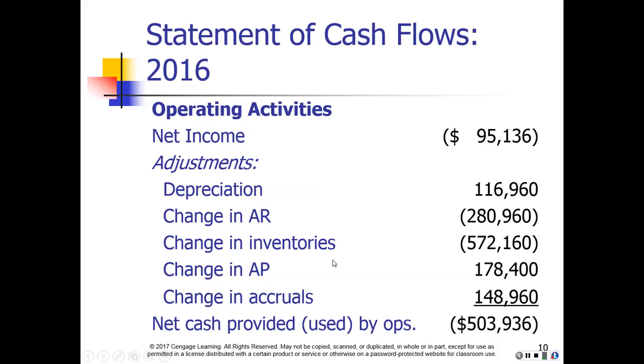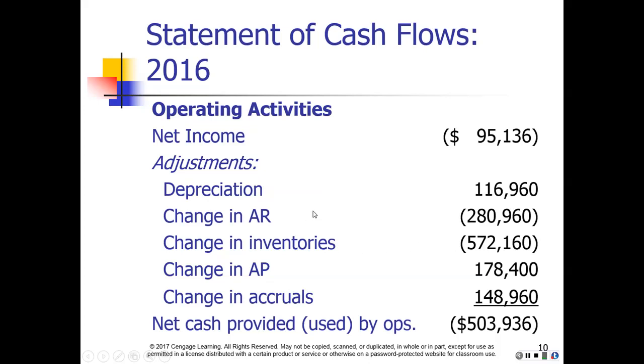Likewise, changes in inventory. Inventory, think about things that have been produced and haven't been sold, but you have paid for all the raw materials and labor and everything in it. So inventories went up, and we need to subtract that.